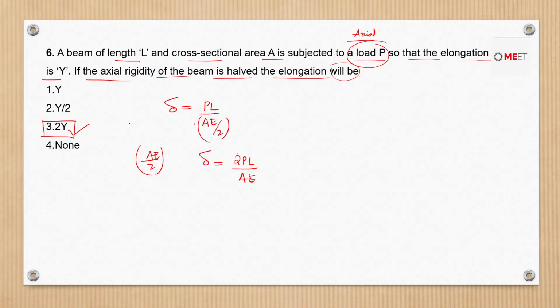That is, deformation will be doubled as the rigidity is reduced. Option 3 is the answer. This is going to become delta equal to 2 times Y. Let's say this was Y, equal to PL by AE. So when we reduce the area and Young's modulus by half, the elongation is doubled.